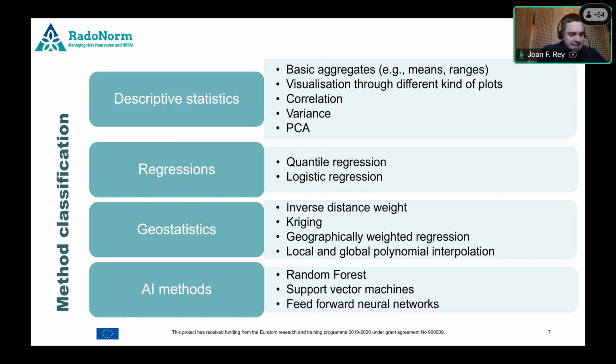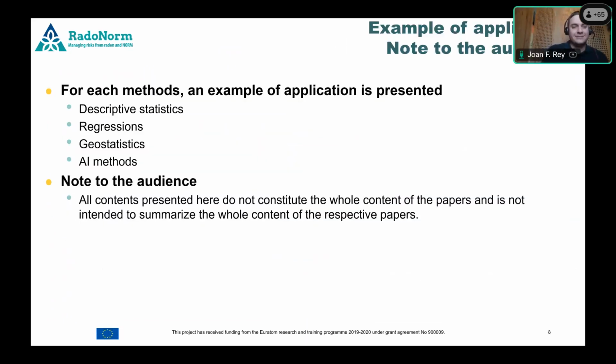And finally, since around 2010, a lot of papers are beginning to use AI methods with three big tools here. We have the random forest, the support vector machines, and finally the feed-forward neural networks. So now I'm going to go through all these different methods that I listed here to show you some examples of application and in which context they were used.